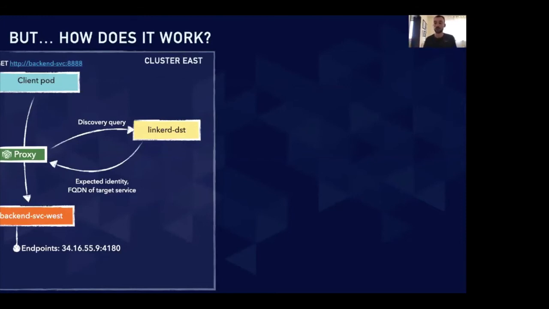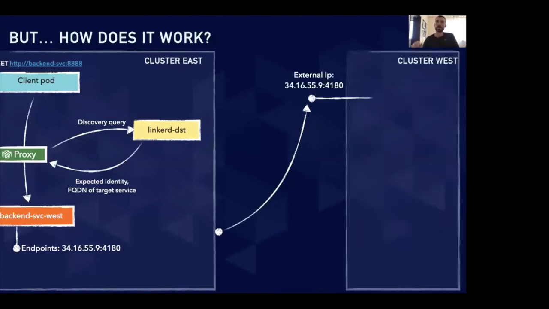So you need to hit the gateway endpoint on the other side with the right TLS identity in order to establish mTLS. Once that happens, the proxy rewrites the URI authority with the correct port and fully qualified domain name. And when this request leaves the pod or the cluster, it hits the external IP of the gateway on the other cluster, on cluster west.